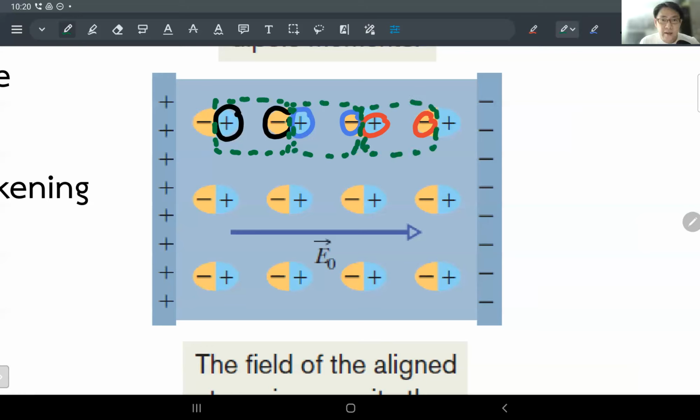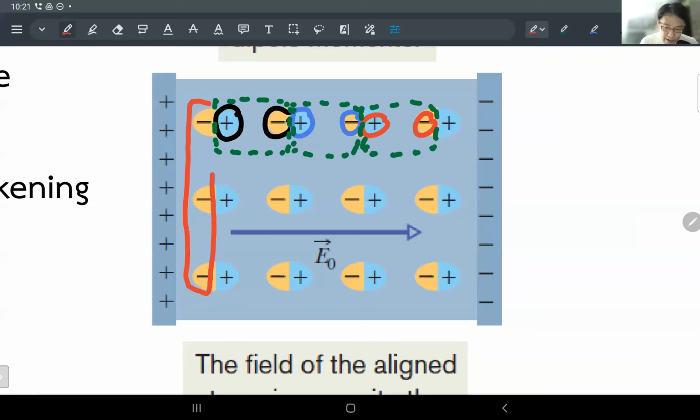So what happens? There are only two parts of this dielectric material that don't have any ability to cancel with their neighboring molecules. It's the side, the negative side on the left. You see that?